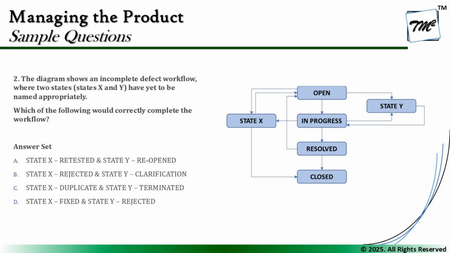But if I go to B, B says rejected for X. Yes, open to rejected can happen. And from rejected, it can come back to open after a few discussions, like providing the necessary information.